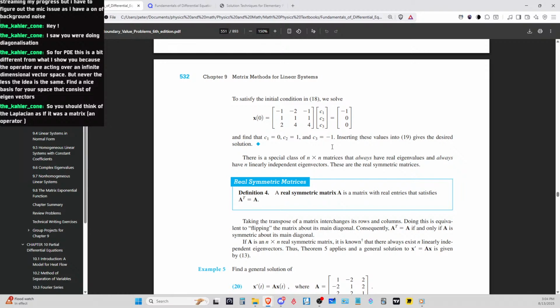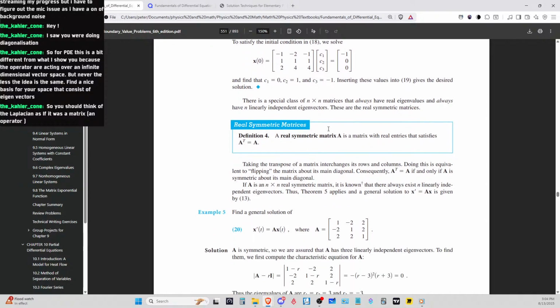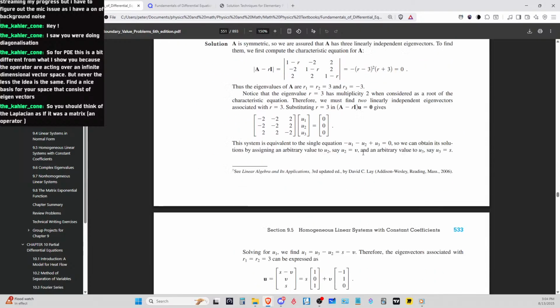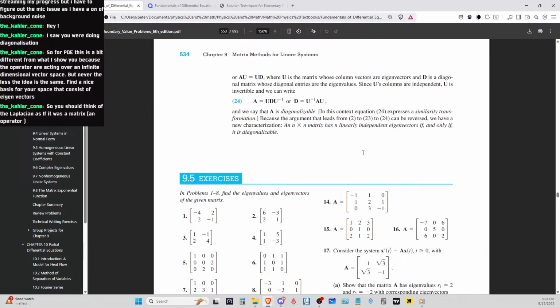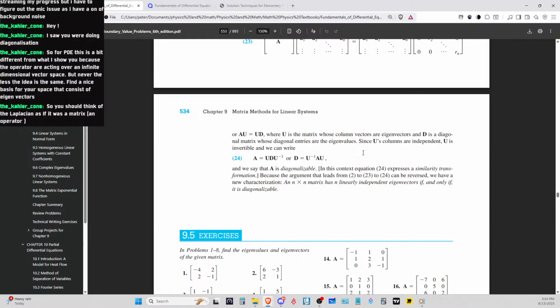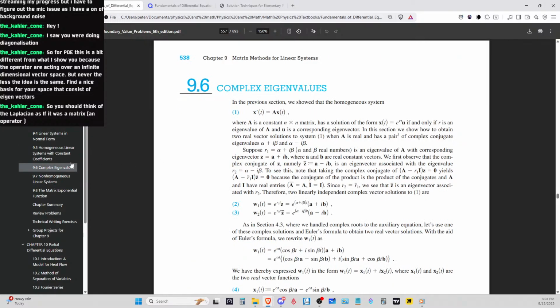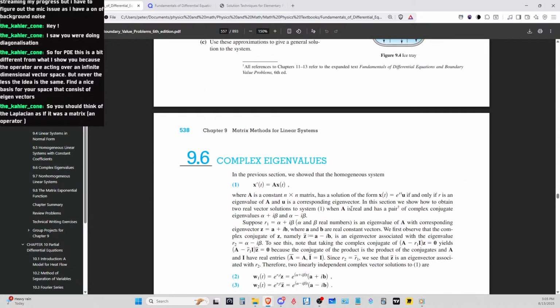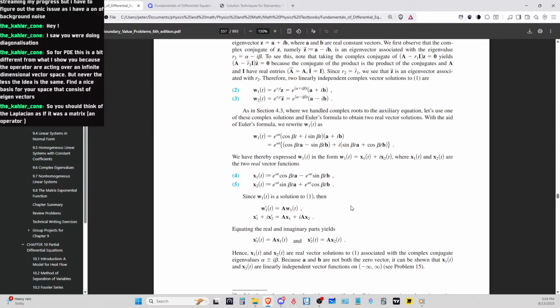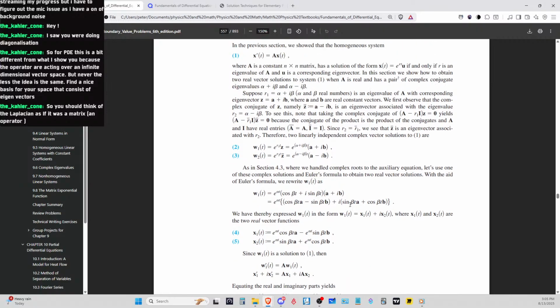As a matrix operator, huh? Let's see, real symmetric matrix. What I'm looking for is how to make it so that we can get it for differential equations. Maybe it's in the complex eigenvalue section? Maybe it is this one, because it involves a lot of e's and cosines.